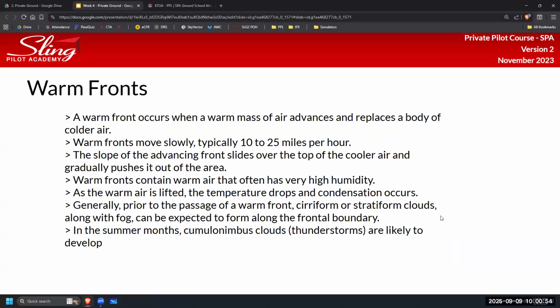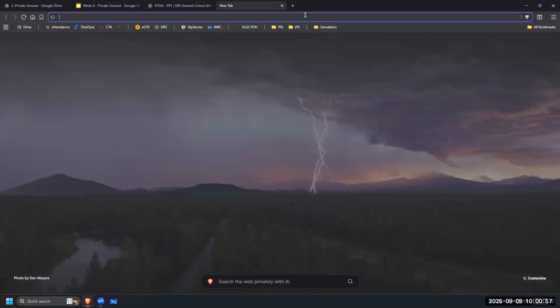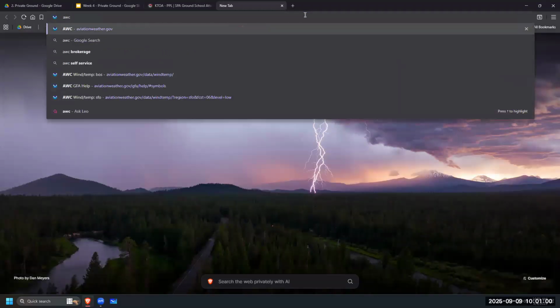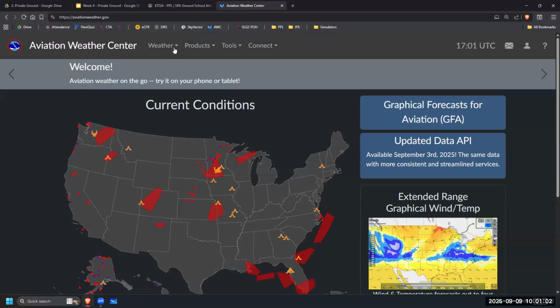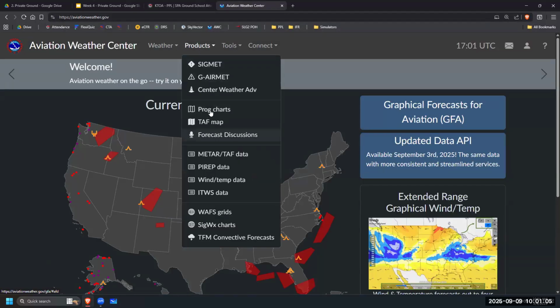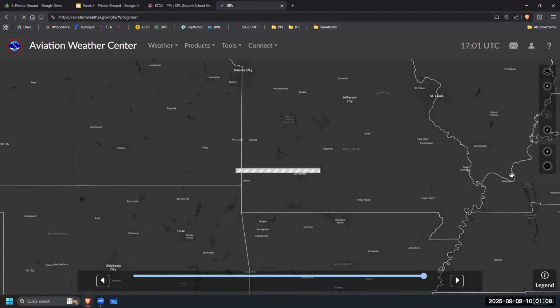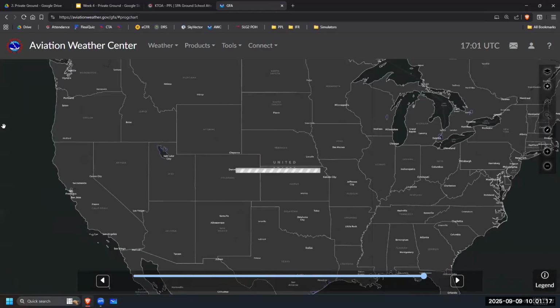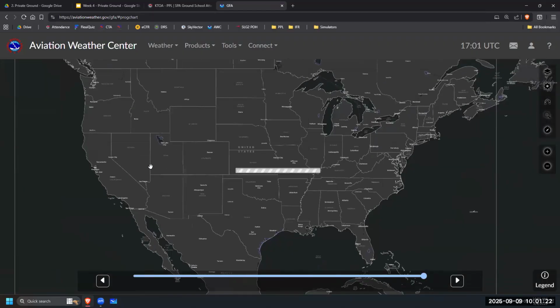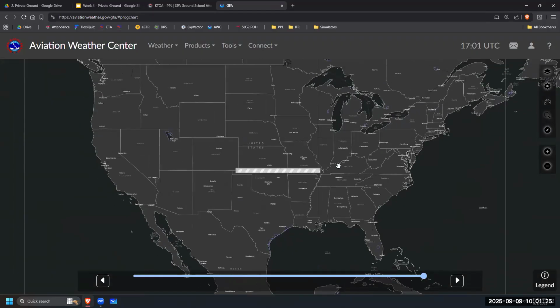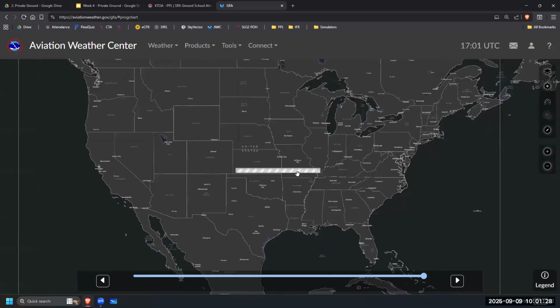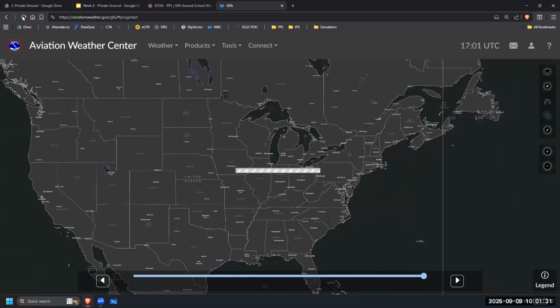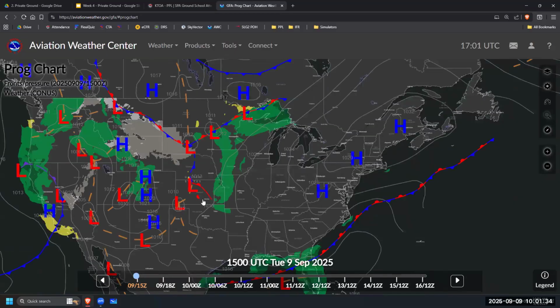And maybe by the end of class, to find a prognostic chart or a prog chart, we can go to aviation weather, products, prog chart. And this is where we find all of the symbols that we just looked at. If it will load. Okay, this is disappointing. What happened to the Wi-Fi? Okay, there it is.